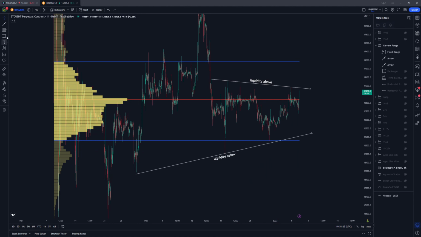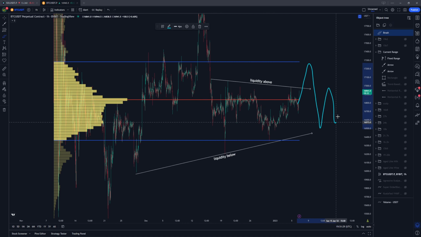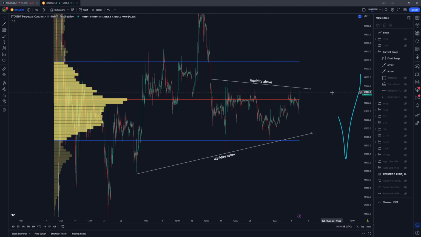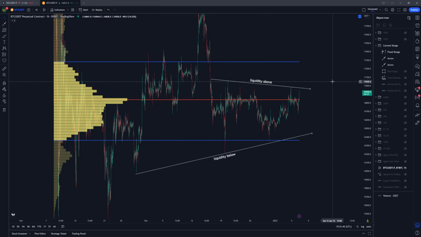So what I'm going to be looking for is a move above this level and then back into the range. Now we might continue lower, or we might go right back up, but right now I just want to look for a move into that liquidity and a move back down. So what I want to do is look for a technical level in that area that I can take a trade off of.